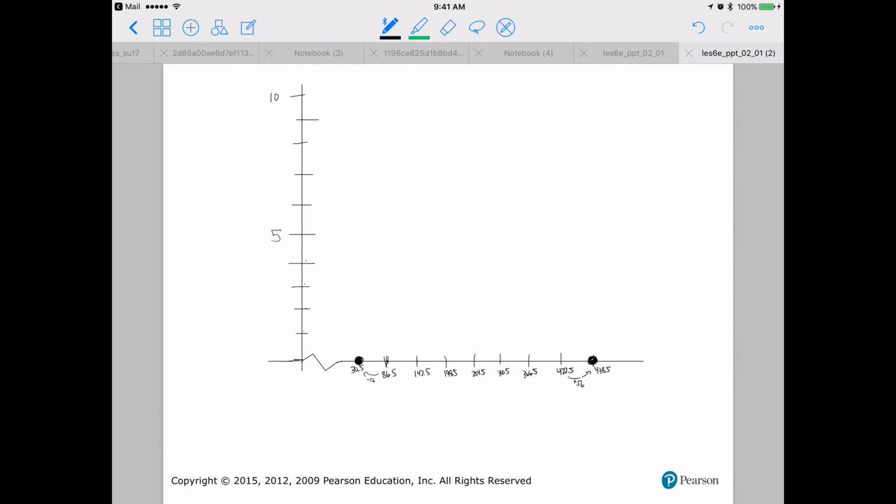So the midpoint 86.5 corresponds to a frequency of 5. So I'm going to plot that point. And then the next class has a frequency of 8. So I go up to 6, 7, 8. So this one's going to go up to 8. And then down to 6. And then down to 5 again. And then down to 2. And then down to 1. And then up to 3. And then back down to 0. And finally, I'm going to connect with just straight lines. And so this is our polygon.